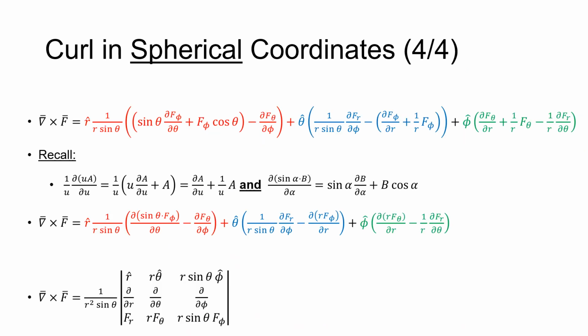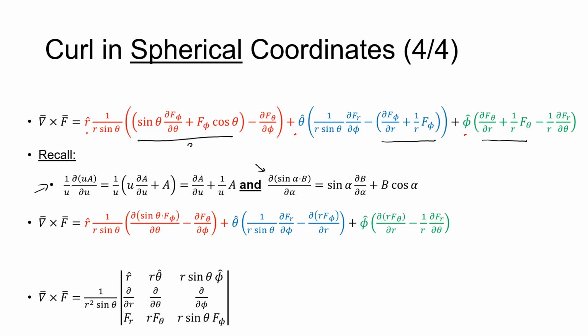Now we sum everything together. I have rearranged it so we have r, theta, and phi components. Some terms here can be rearranged in an easier way, especially this term and this term. So we just do some manipulation. I have two recalls here, this one and this one.